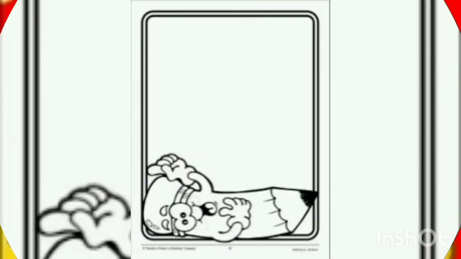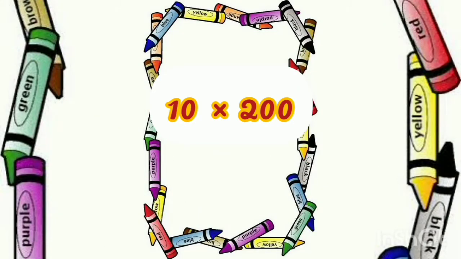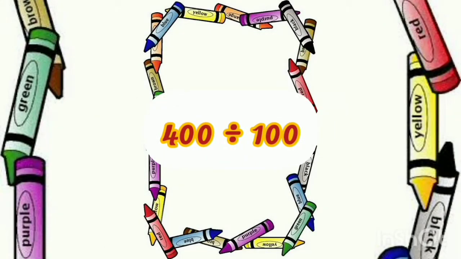And the third sum, 8 plus 8 plus 8. You should get the answer. And the fourth sum, 10 into 200. You should multiply and write the answer, adding the zeros. Okay, this is multiplication. And the last sum, 400 divided by 100. Have all finished, students? Very good, students.